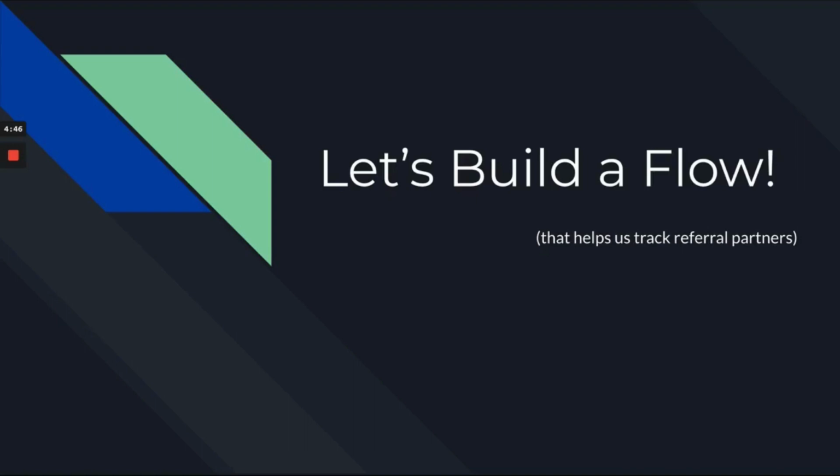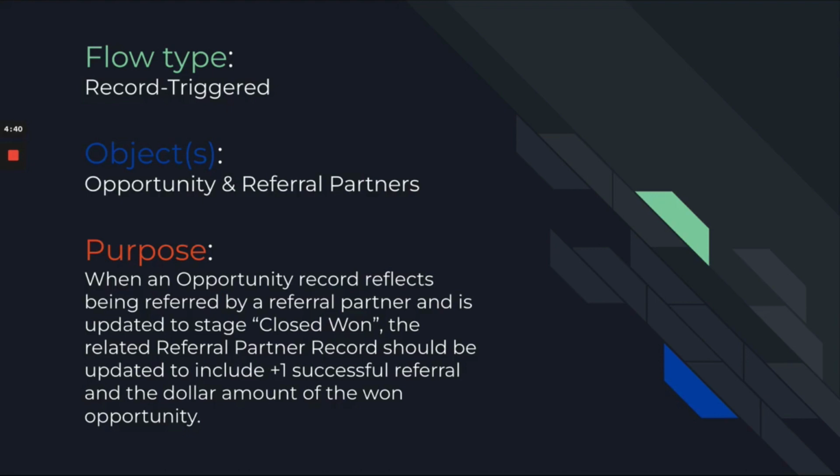I recently built this for a client whose business operations highly valued referral partners. To define the flow, here's some key information. It's a record triggered flow on the opportunity record, but it updates a related record for a custom referral partners object. The purpose for the flow is as follows.